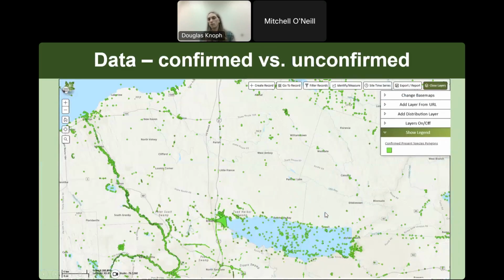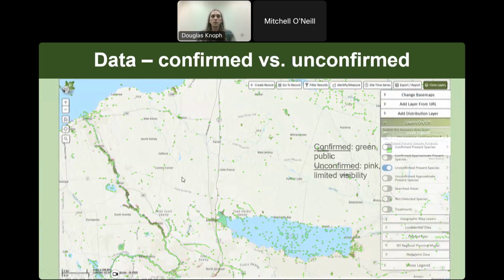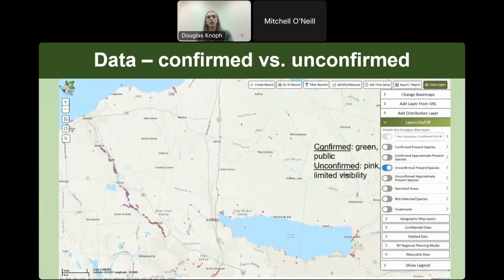So this is a view of the confirmed data map once it has been reviewed by an expert or collected by an expert. It shows up on the public map. Anybody is able to see it, click on different points and see information about it. But for information that is unconfirmed, it shows up on a separate layer. This is data that has not yet been confirmed to be accurate by either a professional or somebody who is well-versed in invasive species identification.